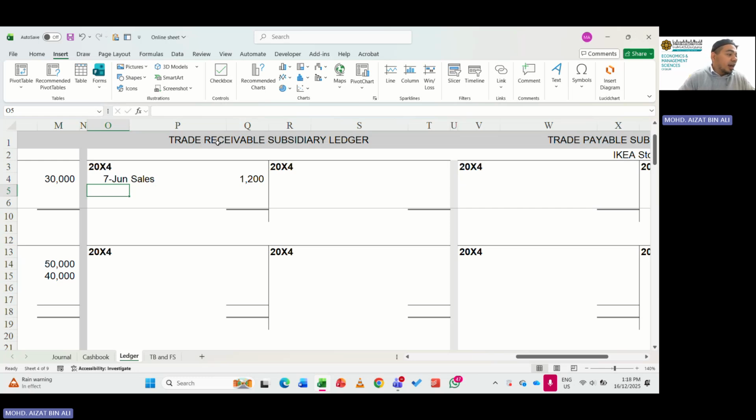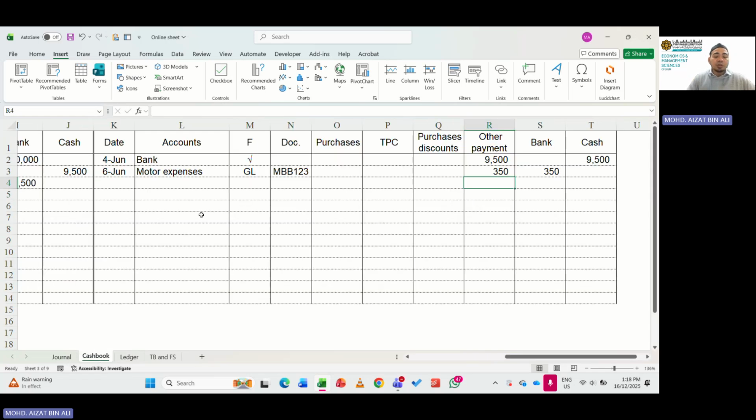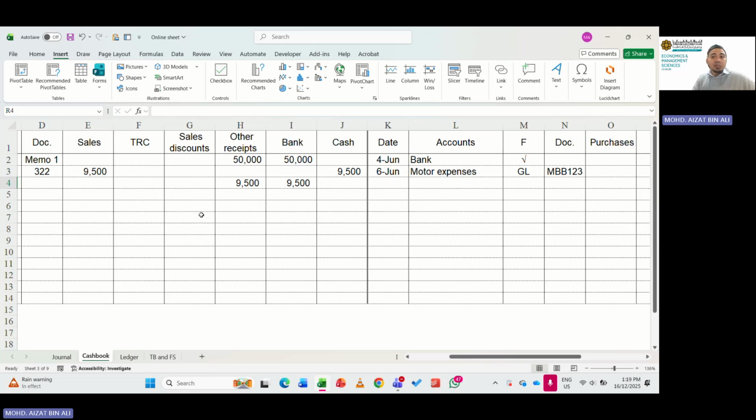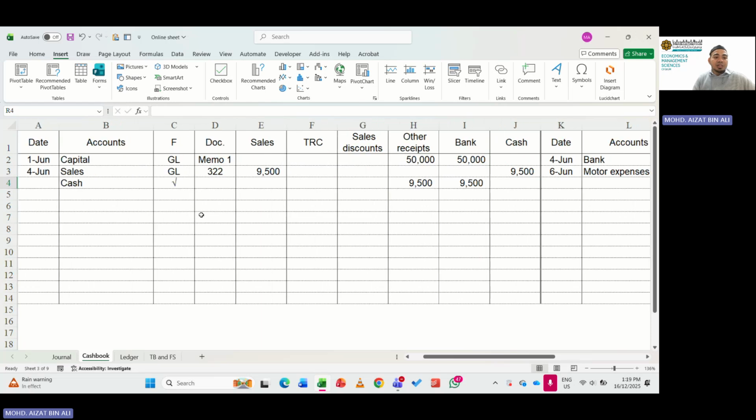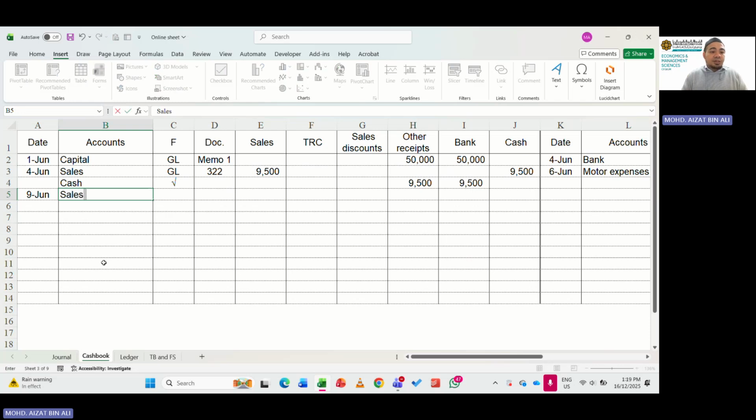9 June. Cash sales paid directly into the bank, 1,360. In this case, let's go to the cash book. Because it is a cash sale, we receive the payment. It is a receipt, so it is a debit transaction. On the debit side, 9 June, cash sales. What is the particular? The particular would be sales.